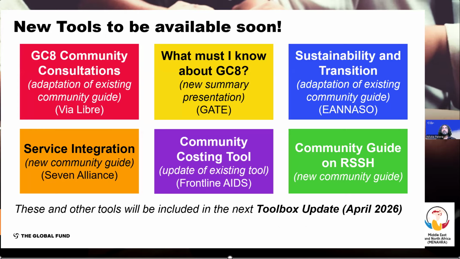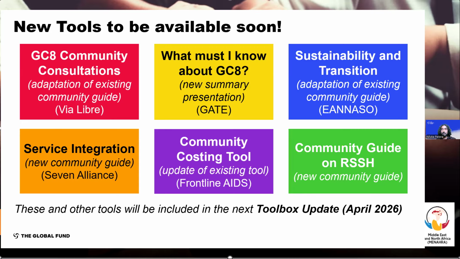At the moment, our regional learning hubs and also other community engagement strategic initiative partners are developing really important tools to support community engagement in GC8 processes. Here are 6 main tools that we are currently working on, including GC8 community consultations, which will give you a really good overview of organizing community consultations and what I must know about GC8. This is already published. Sustainability and transition, a tool that will provide you insights into how we understand and bring the ideas of sustainability and transition into GC8 country dialogue conversations.